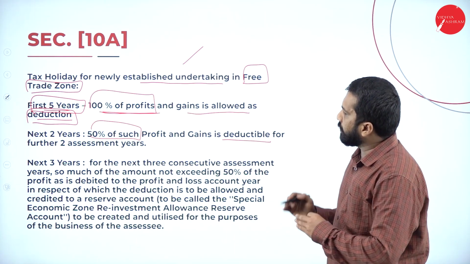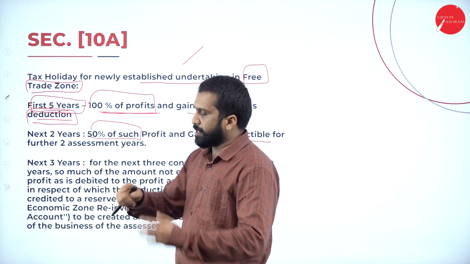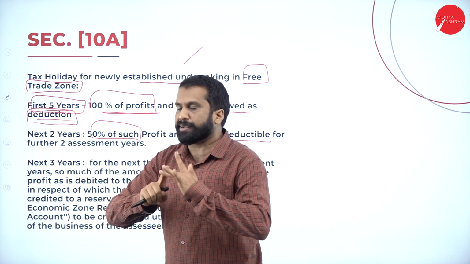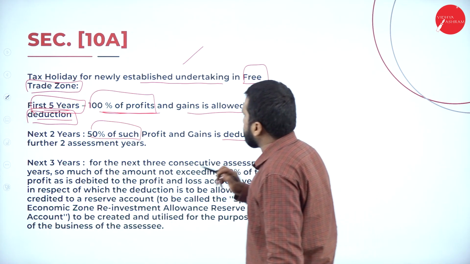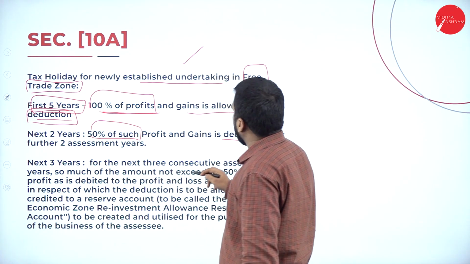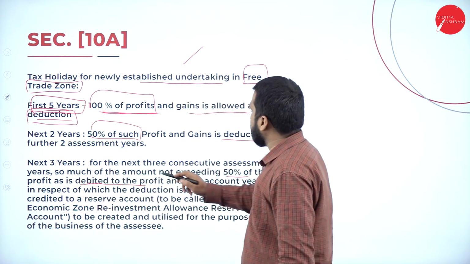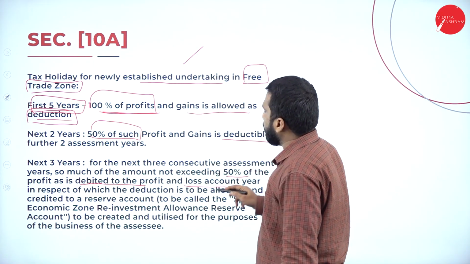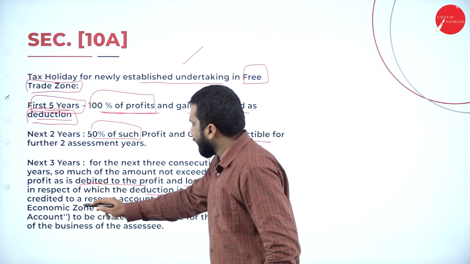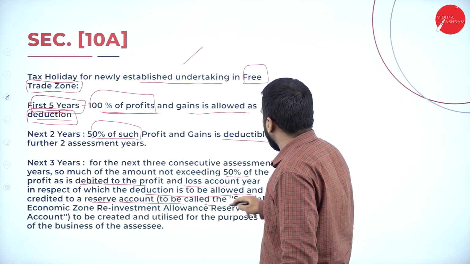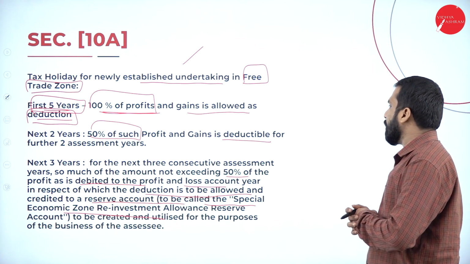Now, after that, from next 3 years, means 8, 9, 10. Next 3 years, for the next 3 consecutive assessment years, so much of the amount not exceeding 50% of profit as it is debited to profit and loss account of the year in respect of which the deduction is to be allowed and credited to a reserve account to be called the special economic zone reinvestment allowance.